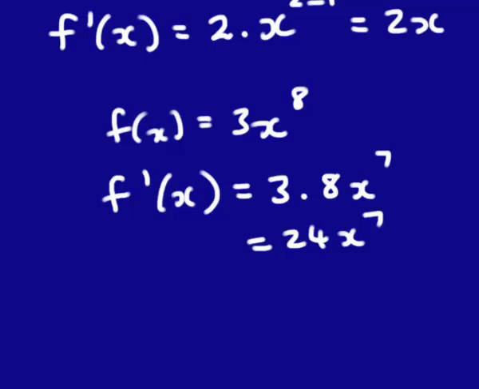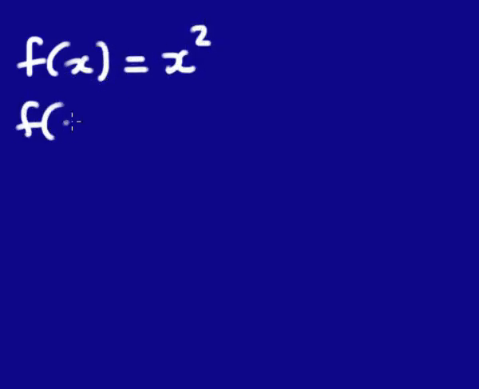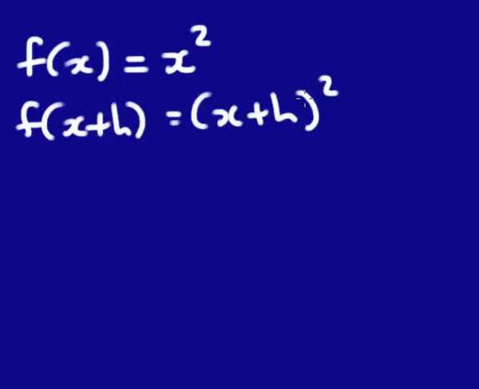And why it works is actually quite interesting. If I said f(x) = x squared, and we did first principles, we went to f(x + h) and simply went ahead and did first principles. This would come to, of course, x squared plus 2xh plus h squared.